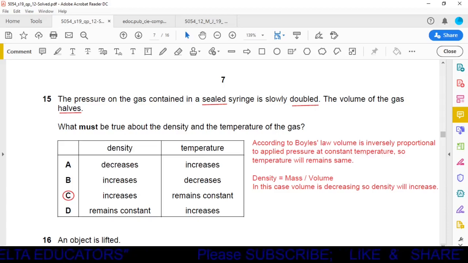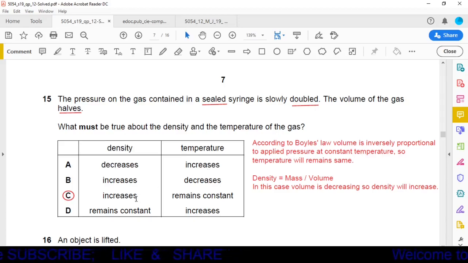Boyle's law states that at a constant temperature, volume of a gas is inversely proportional to applied pressure. If pressure is doubled, volume will be halved. So in this case, temperature will remain constant. So in option C, we are looking that the temperature remains constant. In all the other remaining options, it is not given that the temperature remains constant. So other options are not possible. Only correct option is option C.